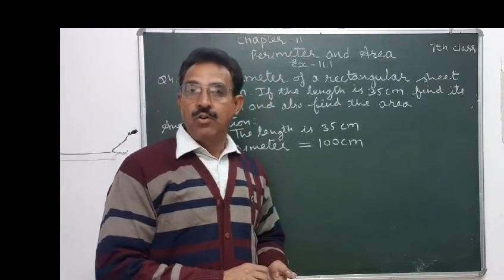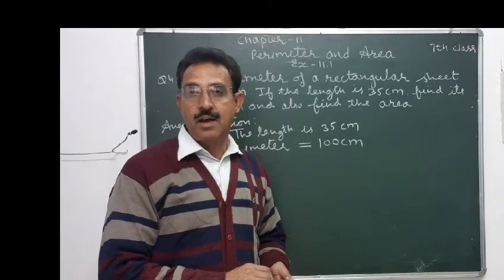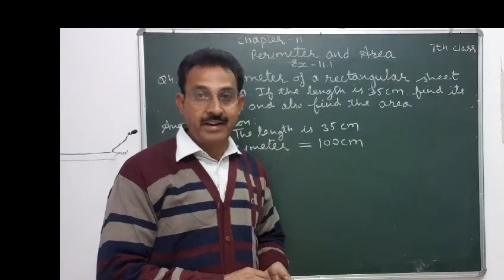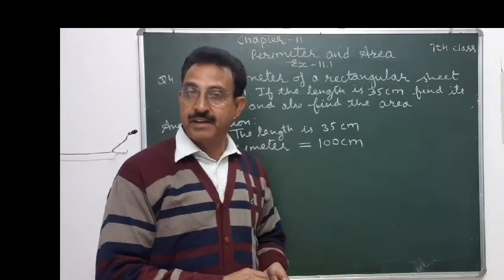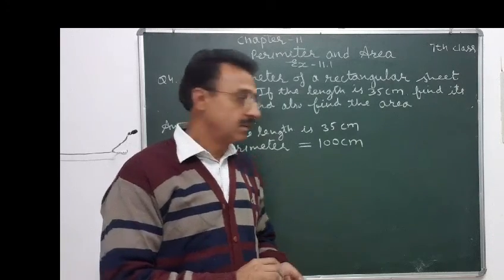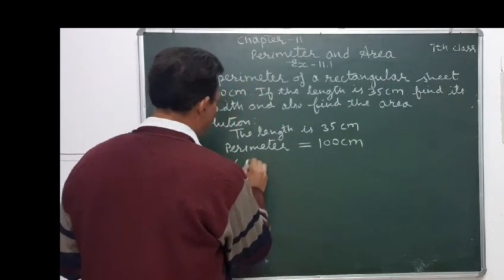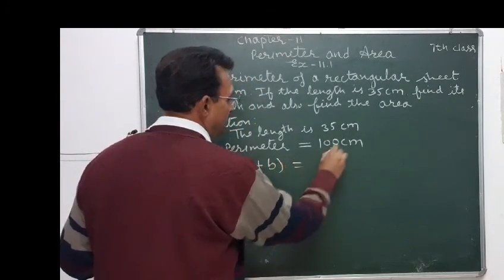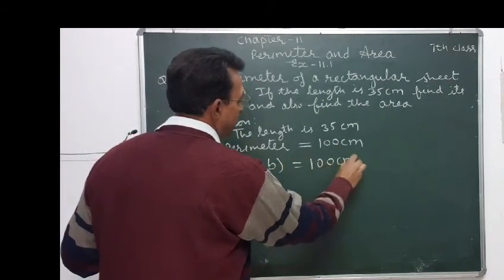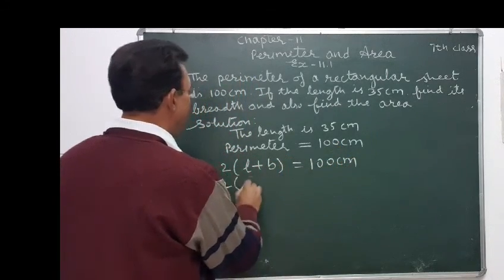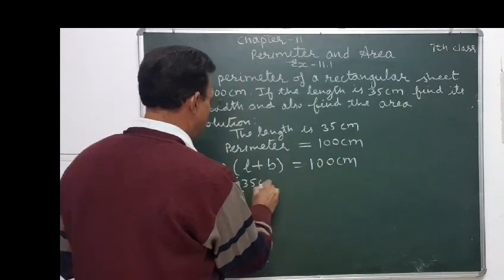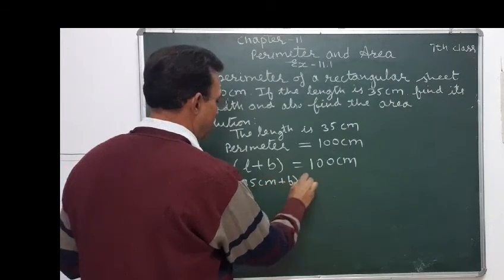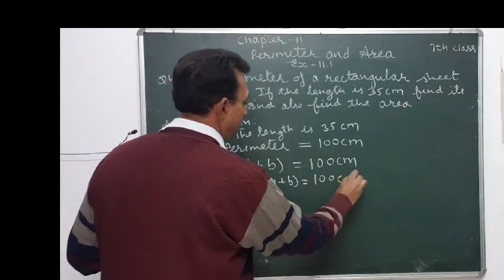It means we have to use the formula of the perimeter of a rectangle. And the perimeter of a rectangle is 2 into length plus breadth. So 2 into length plus breadth is given as 100 centimeter. So 2 into, what is the length? This is 35 centimeter plus breadth is equal to 100 centimeter.